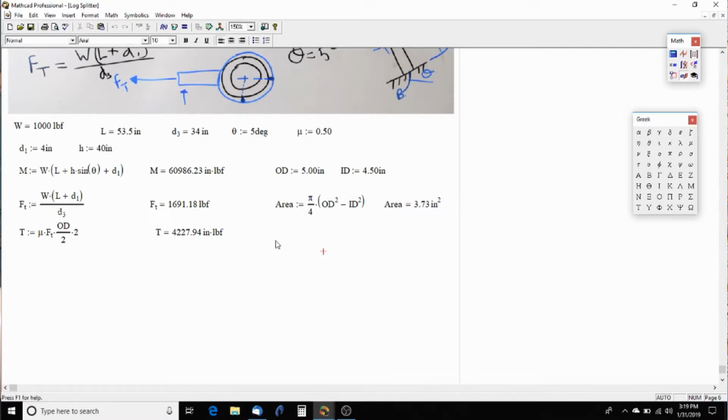The next thing we're going to need is our section modulus. I have done the work of figuring this out. It's kind of a unique formula as far as what you would think it would be, but it is mathematically the same as subtracting the two area moments of inertia and then dividing that by c. And it's simply pi over 32 times OD to the 4th minus ID to the 4th, divided by OD.